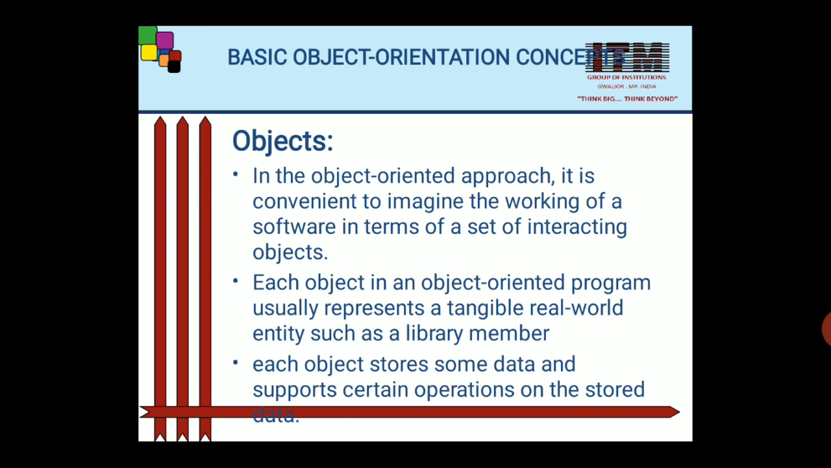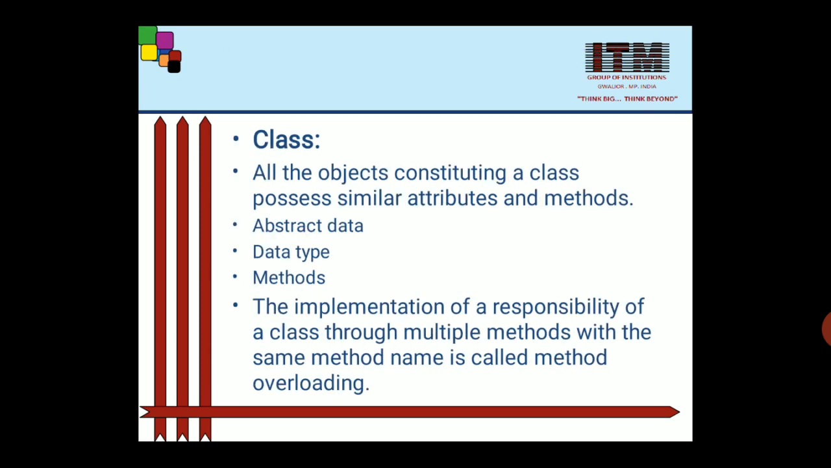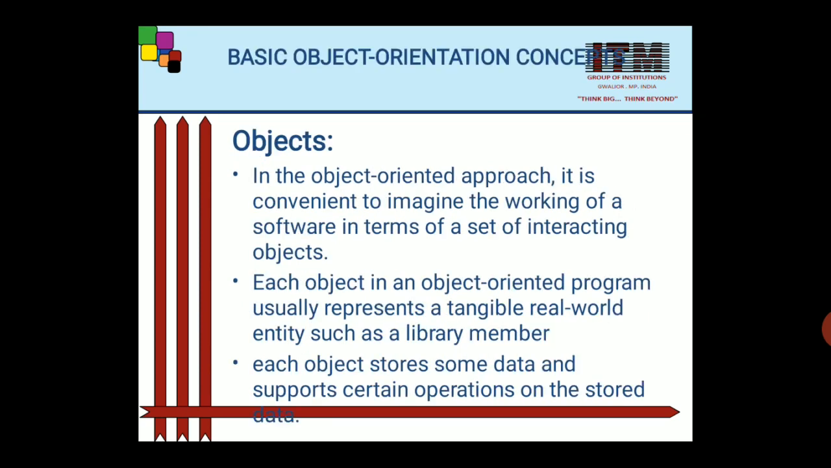The data stored internally in an object are called its attributes, and the operations supported by the object are called its methods.